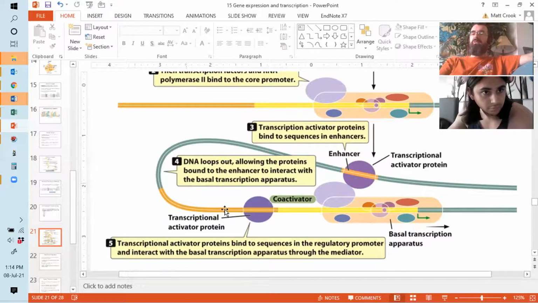The main take home is that this regulatory promoter, and again, this can be a long, long way from the actual gene itself, contains sequences that are bound by proteins that are important for activation of transcription. Without them, you don't get very much transcription.